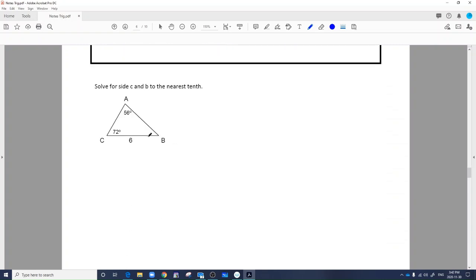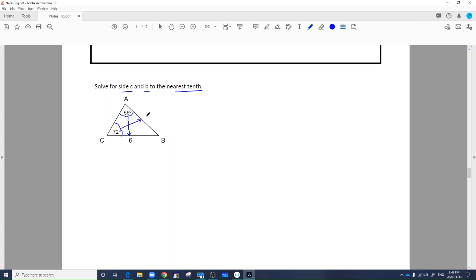So here is a non-right angle triangle. You can tell because there's no square in a corner. And this says solve for side C and B to the nearest 10th. So looking at this question, I have a known angle across from a known side. What that means is that I can solve for either an angle or a side, depending upon what else is known. So here I also know another angle, so I can solve for the side across from it.